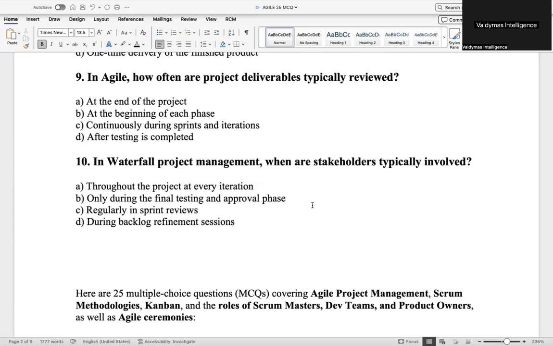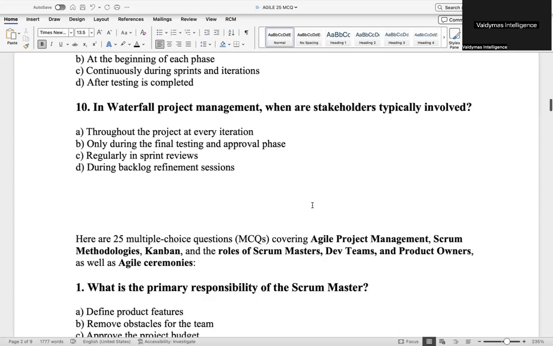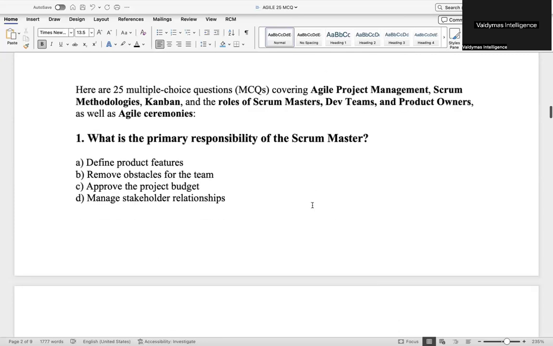You're correct, actually. It's B that aligns. In waterfall, we don't even run iteration, so that removes A. In waterfall, we don't run sprints, that removes C. And in waterfall, we don't run backlog refinement sessions, so that removes D. All right, the next one.